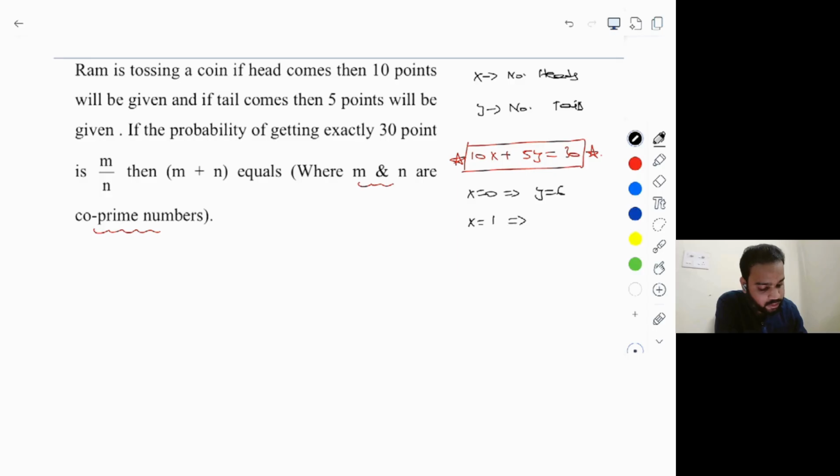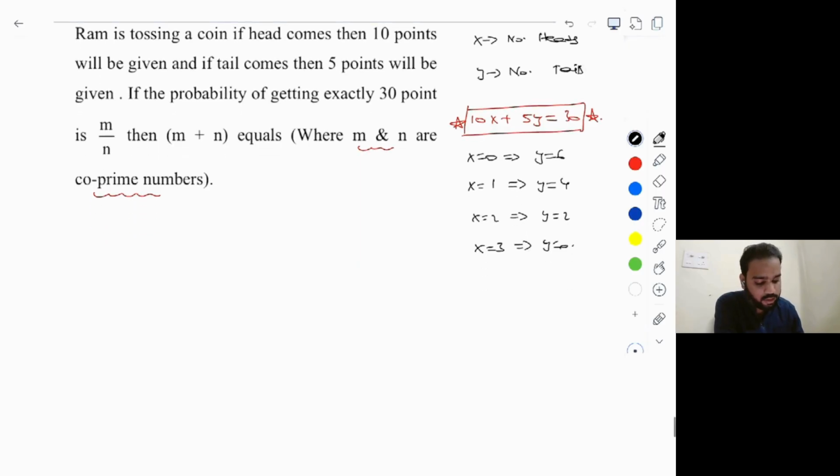Next, I will try to put x is equal to 1. If x is equal to 1, then y is equal to 4. Similarly, let's take x is equal to 2, which means you will get y is equal to 2. And then the last possible case is x is equal to 3. In this case, you get y is equal to 0. And why is this the last case here? Because you can observe, if you put x is equal to 4, then y value is going to be negative here. So number of tails is negative, which is impossible, obviously.